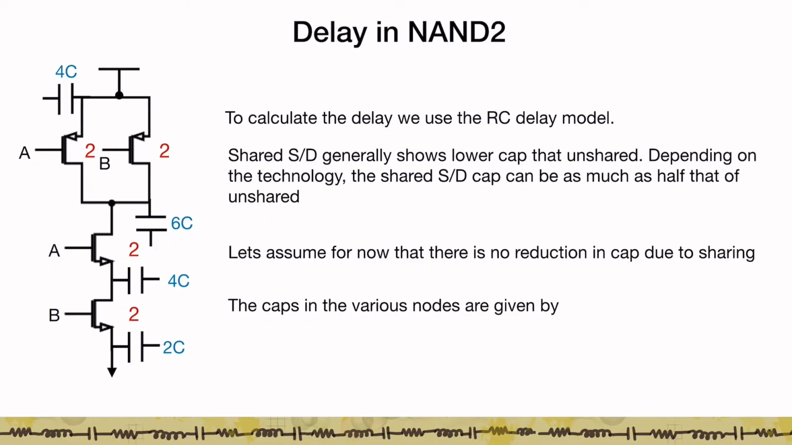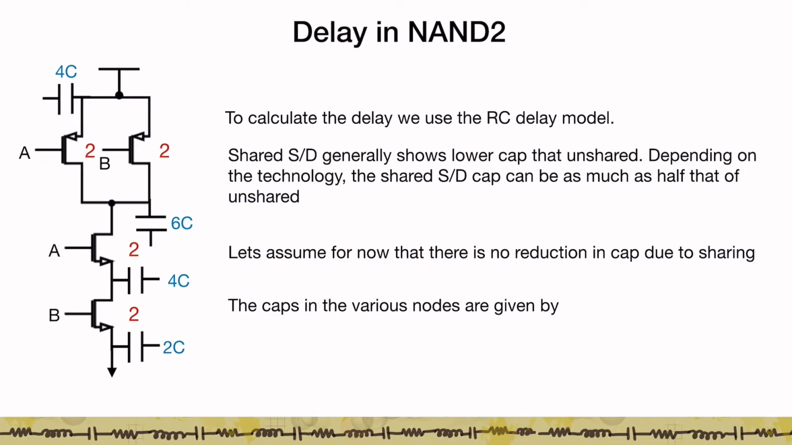So let's look at the output node. At the output node, I have the drain capacitance of the PMOS A, the drain capacitance of PMOS B, both of which contribute 2C and 2C, and the drain capacitance of the NMOS A, which also contributes 2C. So the net capacitance at this node is 2 plus 2 plus 2, which is 6C. Similarly, the net capacitance at the shared node between A and B is going to be the source capacitance of A and the drain capacitance of B, each of which is 2C and 2C, giving you a 4C capacitor.